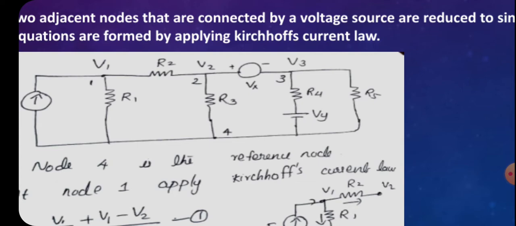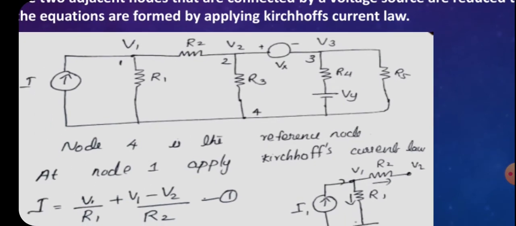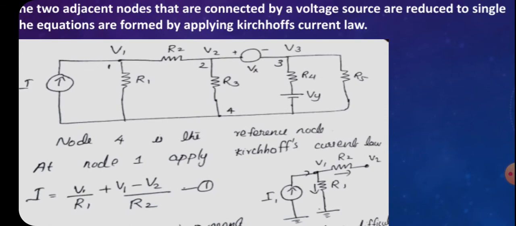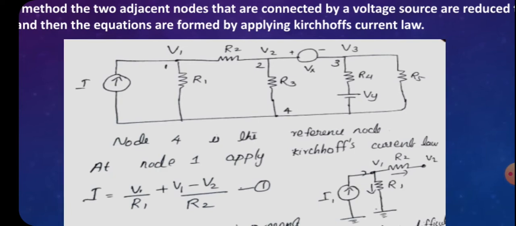First of all, we have to understand the supernode analysis. Before that, we can apply Kirchhoff's current law to node 1. We can redraw the circuit for node 1: node 1 is marked and its voltage is V1, and R1 is connected to node 1, R2 is also connected to node 1, and a current source is also connected to node 1. All the currents are leaving node V1 except the current source. So we can write the KCL equation as I equal to IR1 plus IR2, that is, I equal to V1 by R1 plus V1 minus V2 by R2.